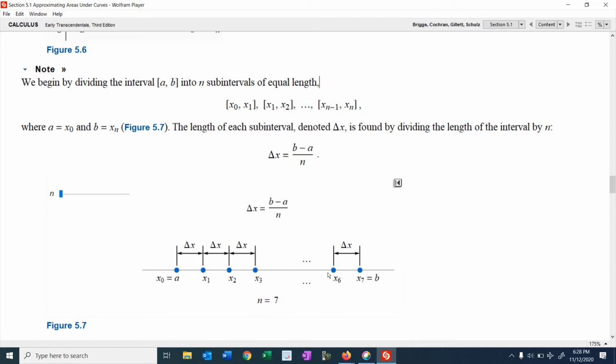And so you just keep doing this until you get to the last subinterval, which in this case will go from x sub 6 to x sub 7, since we want 7 subintervals. And that will land you at b, right? X sub 7 should be where b is.